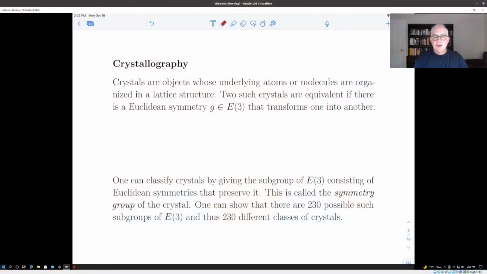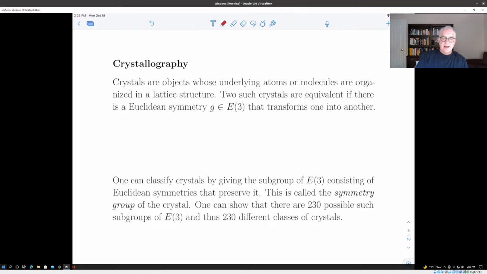So now let's pick up from where we left off and talk just briefly about crystallography and see if we can make some sense of the relationship between that and Euclidean symmetries. As I mentioned at the very beginning, crystals are objects whose underlying atoms or molecules are organized in a lattice structure. And we're going to say that two of these crystals are equivalent if there's a Euclidean symmetry that transforms one into another.